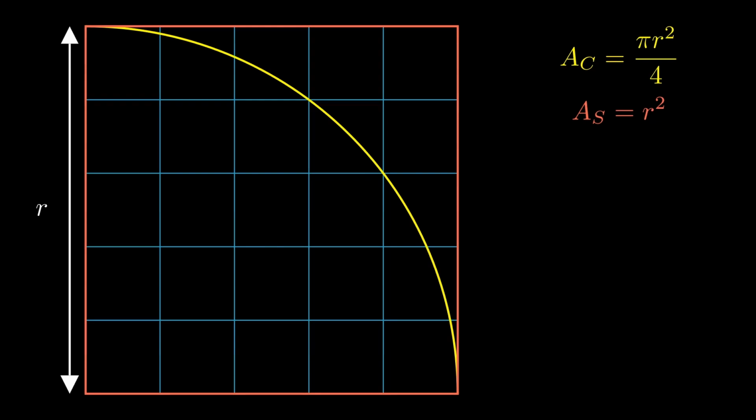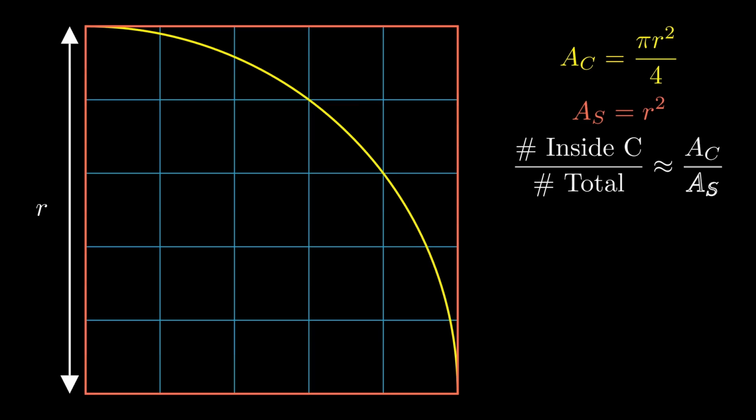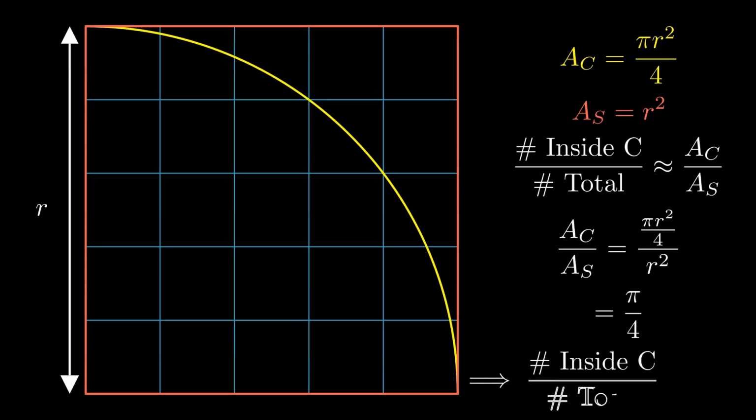This is our plan. We will randomly generate a large number of points which are within our square. Since the points are uniformly distributed across the plane, the number of points inside the quarter circle divided by the total number of points approximates the area of the quarter circle divided by the area of the square. After some simplification, we can see that the number of points inside the quarter circle over the total number of points approximates the value of pi over 4.